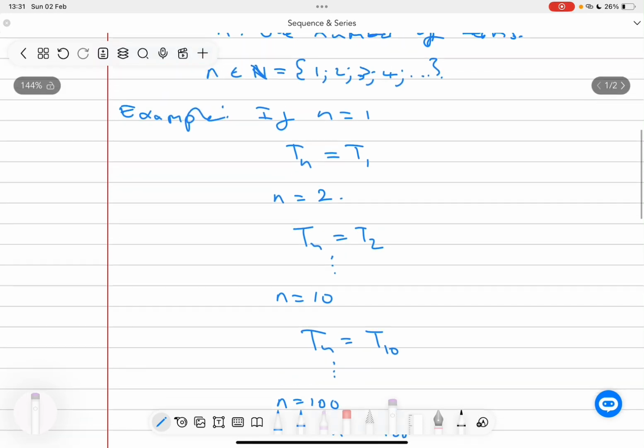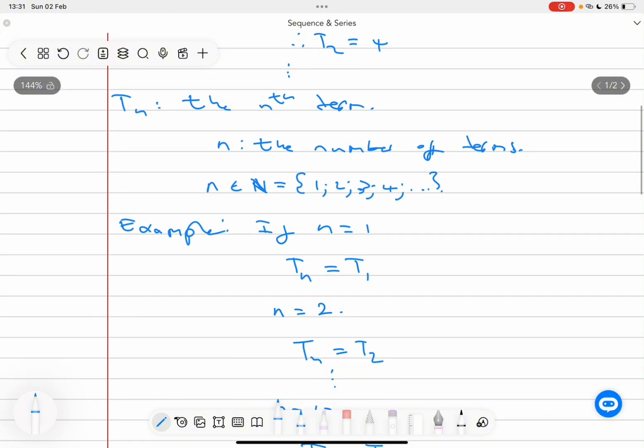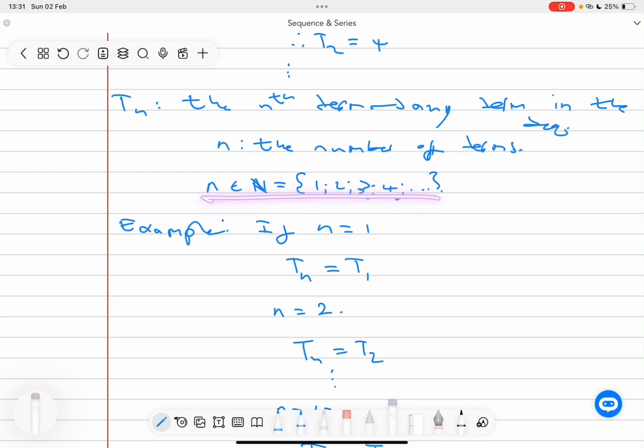Now, in that sense, we are saying that Tn represents any number in the sequence. We are saying that this Tn represents any term in the sequence. It can be any number in the sequence, and n is only allowed to be natural numbers, the counting numbers.